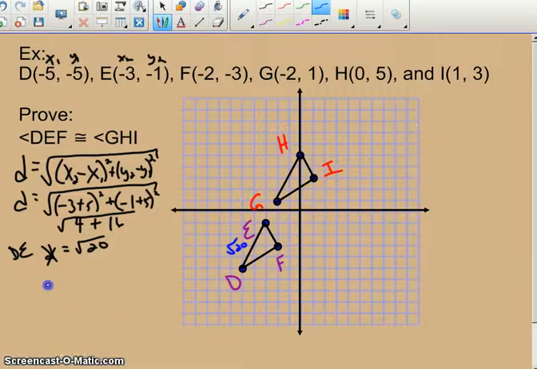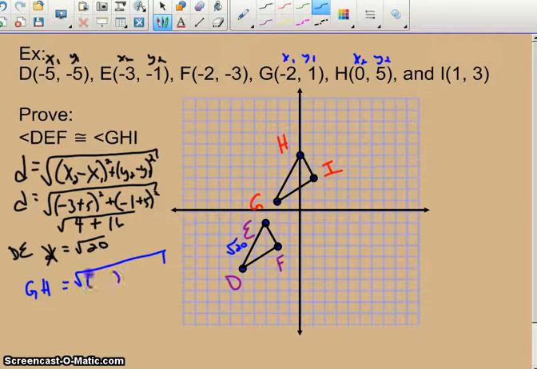I'm going to show that GH is the same. So GH would be right here. This would be my x1, y1, x2, y2. And so when I plug that into the distance formula, I would have 0 minus a -2, so I'm going to write a +2 in there. And then I'm going to have a 5 minus a 1. So this is going to be a 4 squared plus my 2 squared. Notice that it comes out exactly square root of 20 like the other triangle did.